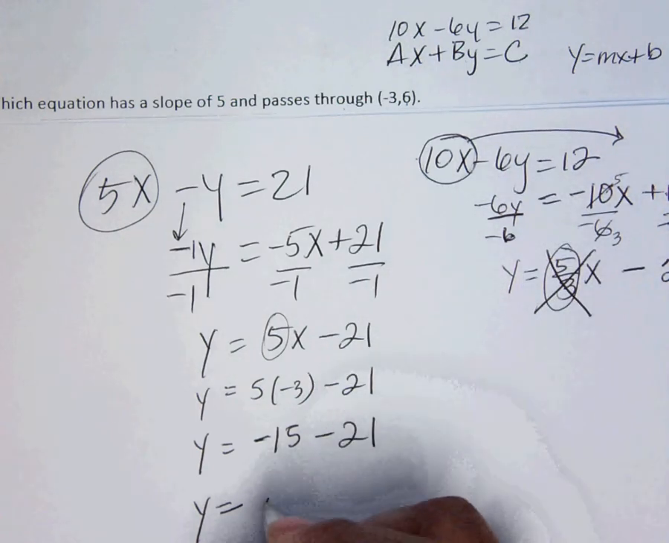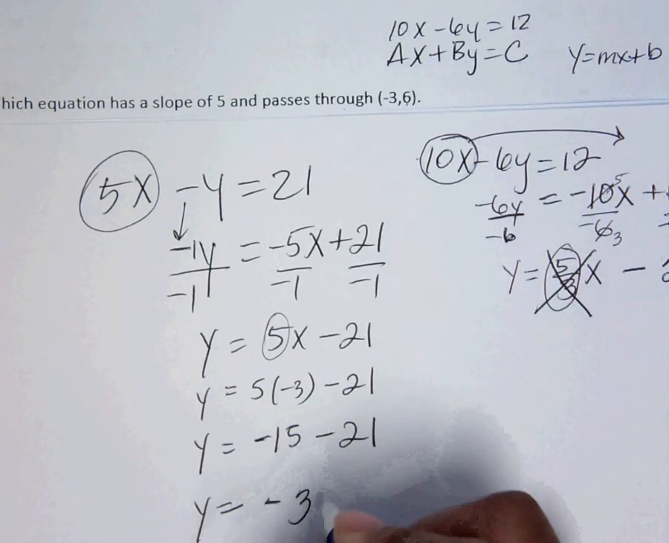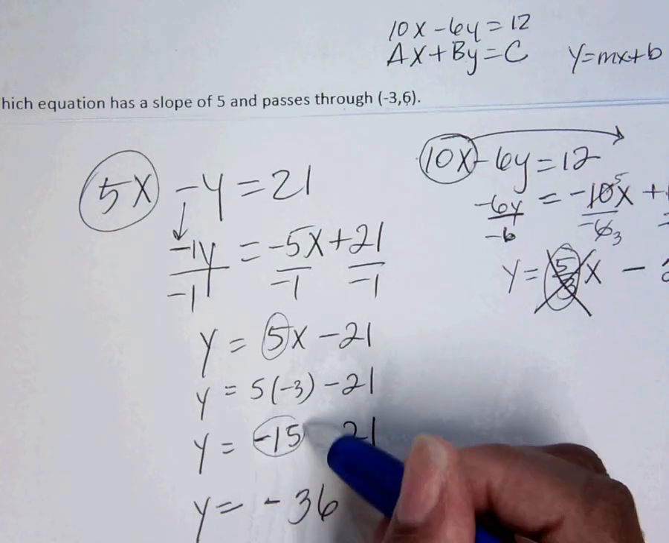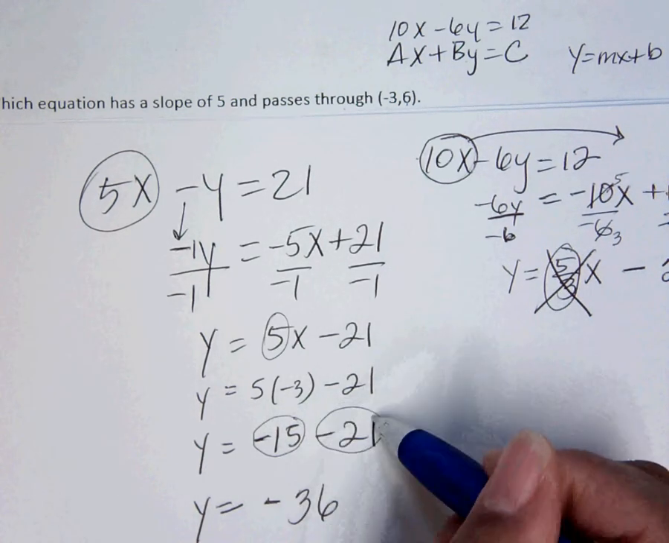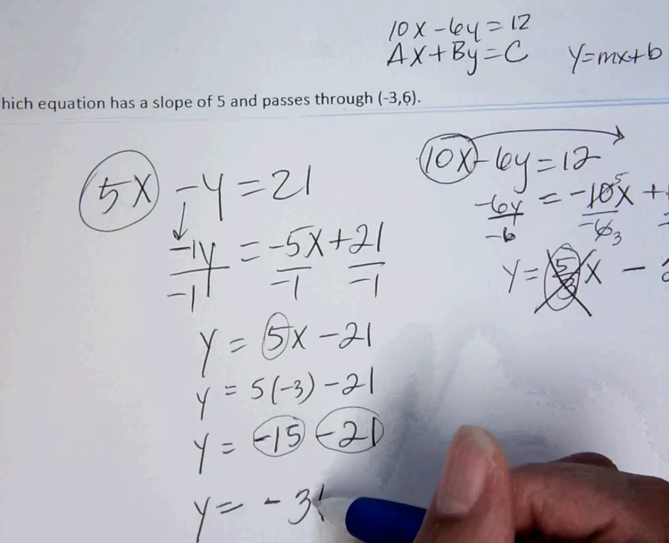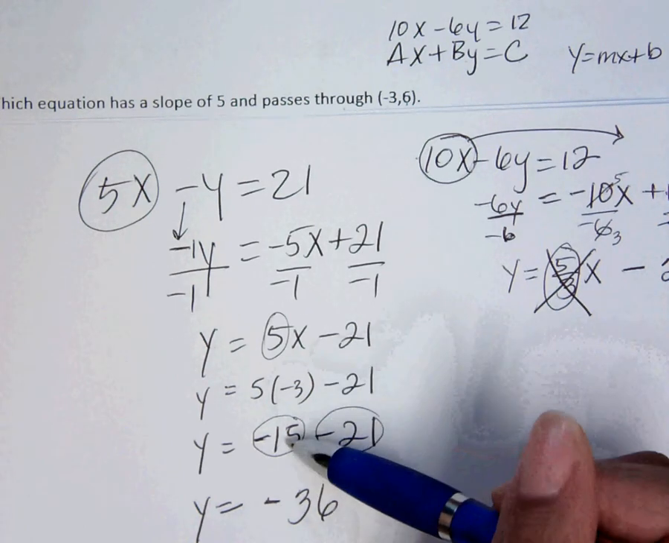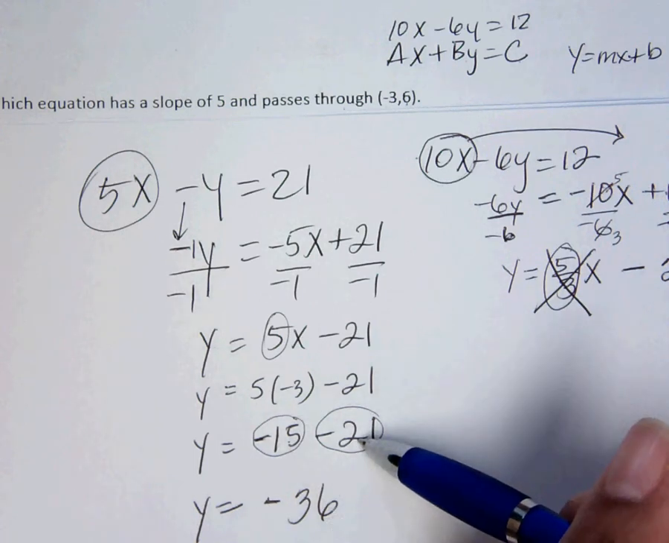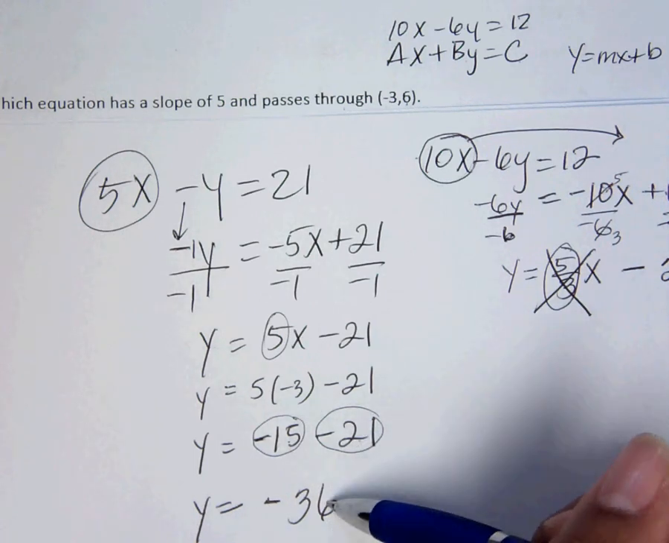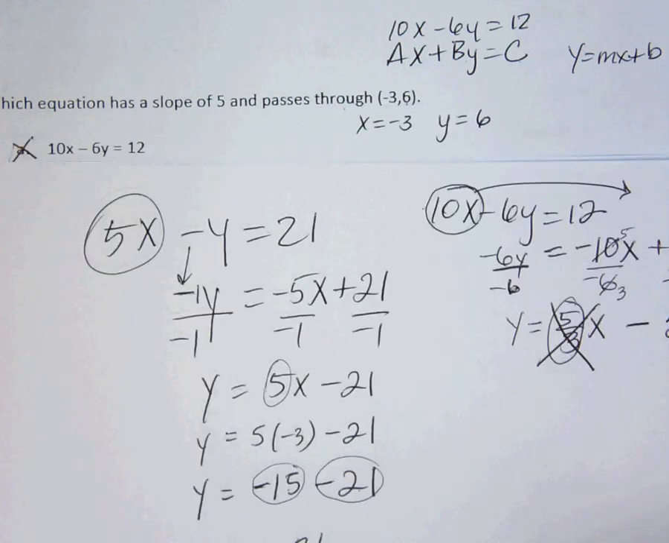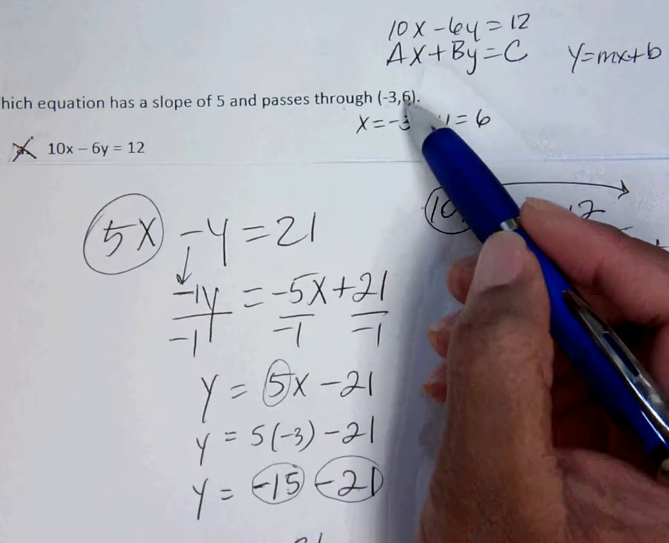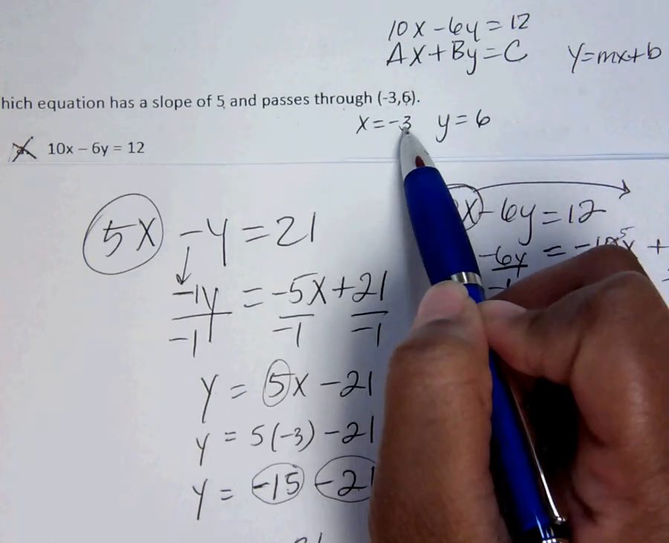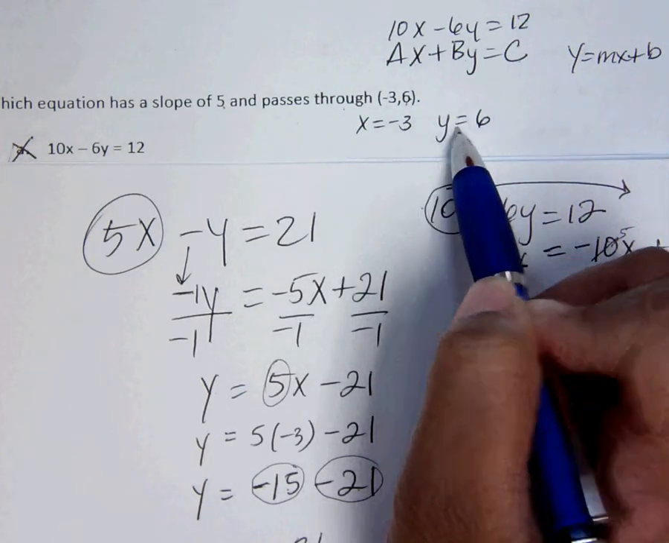It is -36. And that's because I have 15 negative signs here, 21 negative signs. That's a total of 36 negative signs. I went 15 feet in the ground, and I went 21 more feet in the ground. I am in the ground 36 feet. That's one way to do it. I did not get the 6, so even though I have a slope of 5, my x, when it equals -3, my y does not equal 6.